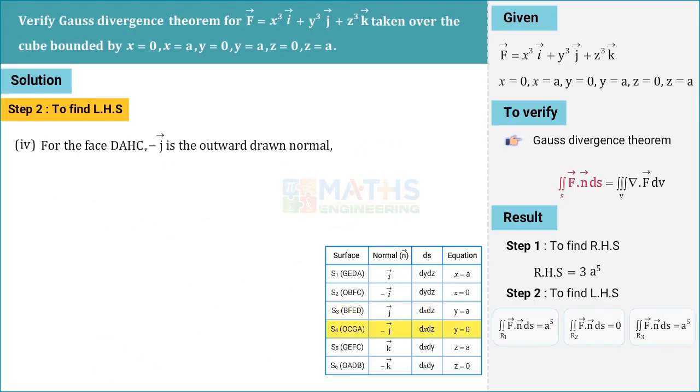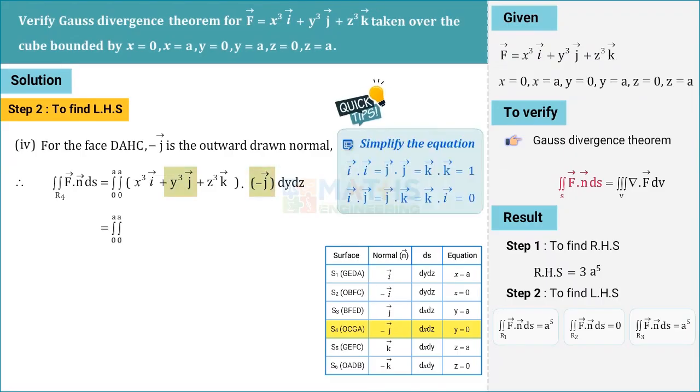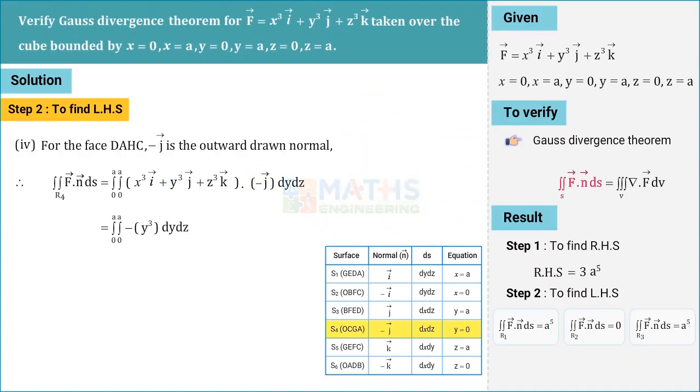Now we consider the fourth surface. Here the normal is minus j vector. We start from the definition. Substitute F vector value dot n vector value dS value. We apply dot product. For that we multiply jth components together. Remaining term gets 0. What's the value we are getting? Minus y cube. What is y value here? y is equal to 0. So the integral value becomes 0. Fourth surface value is 0.